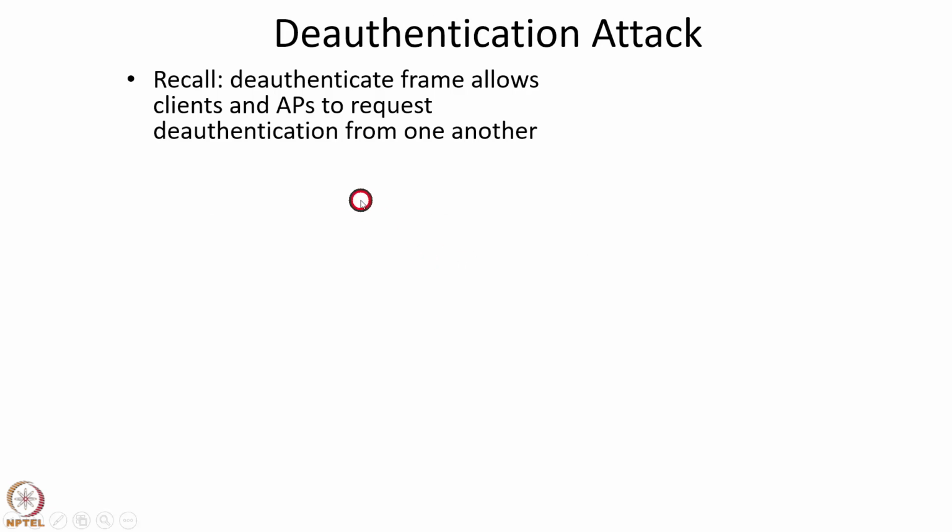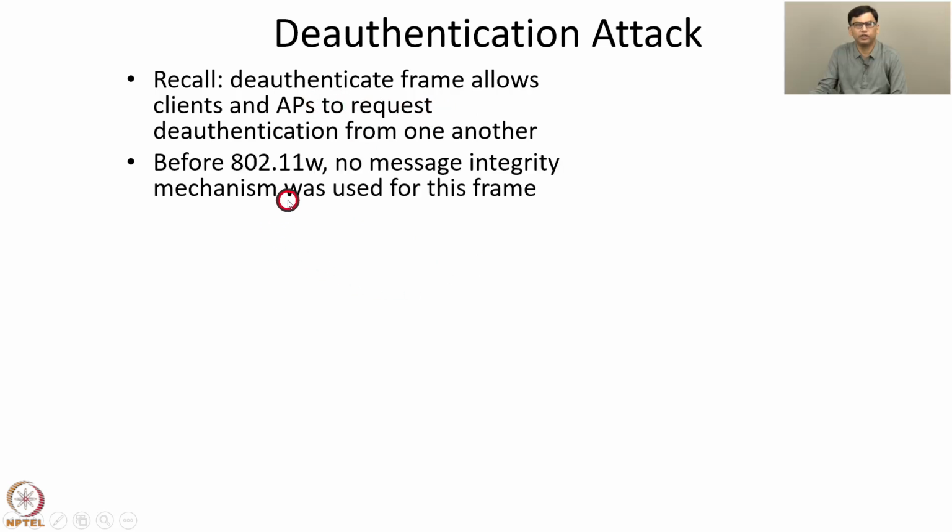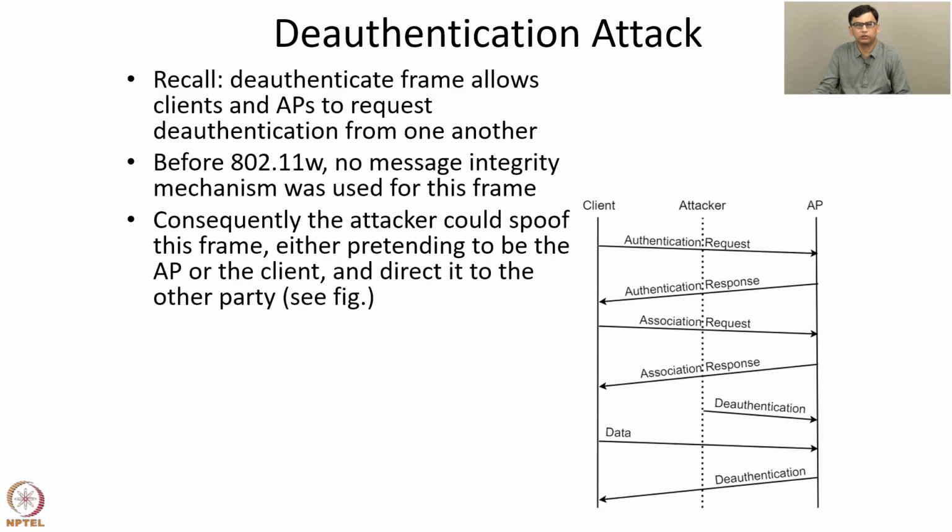Recall that the deauthenticate frame allows clients and access points to request deauthentication from one another. Now before 802.11w, no message integrity mechanism was used for this frame. That is, suppose a client sends a deauthenticate frame to the access point. The access point has had no way to find out whether this was indeed sent by the client or it was sent by someone else. Also, there was no way to detect any tampering in this deauthenticate message. Consequently, the attacker could spoof this frame, either pretending to be the access point or the client, and direct it to the other party.